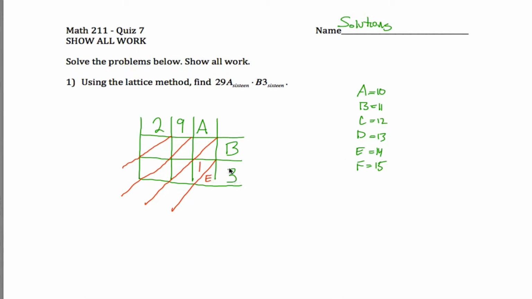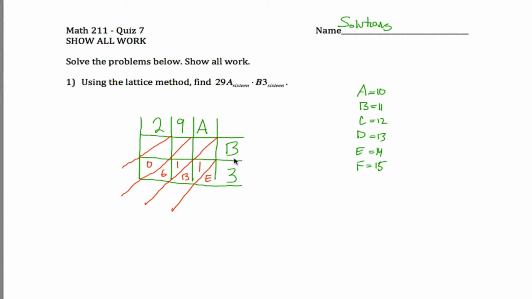Similarly, 9 times 3 is 27. And 27 in base 16 is one group of 16 with 11 more. So I'll write 1B right here. 2 times 3 is 6, which whether you're in base 10 or in base 16, we write as 0, 6.